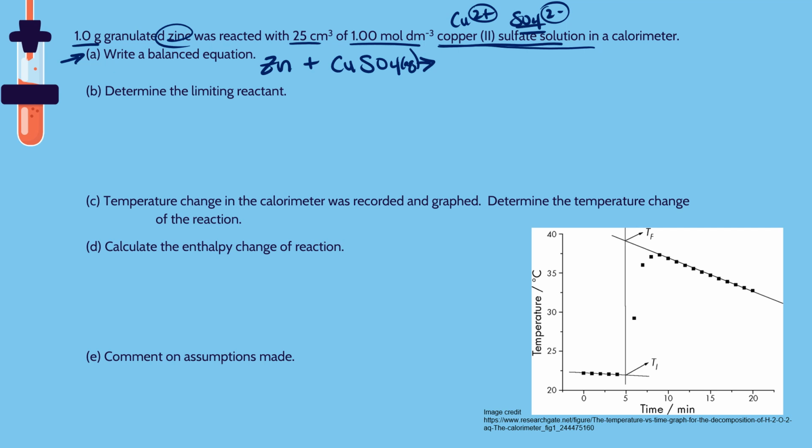We're going to go ahead and react this in a single replacement reaction. We're going to get some copper, that'll be a solid, and what will be left is zinc sulfate solution. Luckily, zinc also is a positive 2 charge, which means that ZnSO4 is our formula, which means that our equation is already balanced. Yay! Let's figure out our limiting reactants. We're going to do that by converting all of our reactants to moles and then comparing to see which has the smaller of the mole numbers.